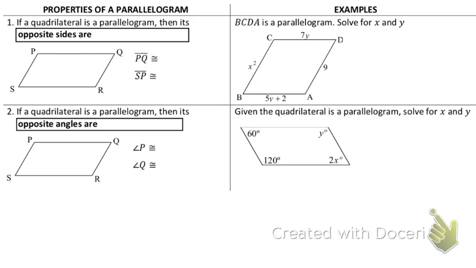All right, so some of the properties of a parallelogram. The first one we're going to talk about is if a quadrilateral, a four-sided shape, is a parallelogram, then its opposite sides are congruent. And again, remember, congruent just means equal in measure. Okay? So that means PQ is going to be equal in measure, or congruent, to SR. And SP will be congruent to RQ.